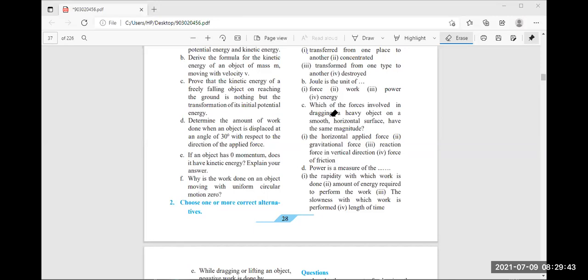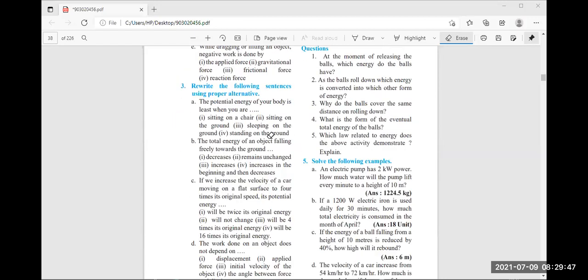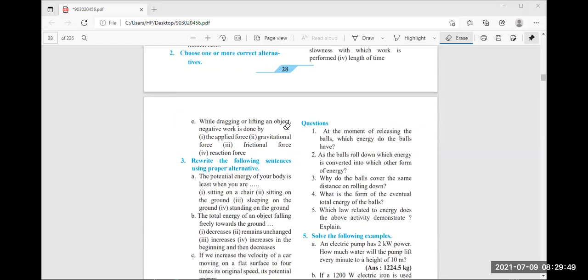Okay. Then E: while dragging or lifting an object, negative work is done by... Frictional and gravitational force. What is it? Frictional force and gravitational force. Okay.